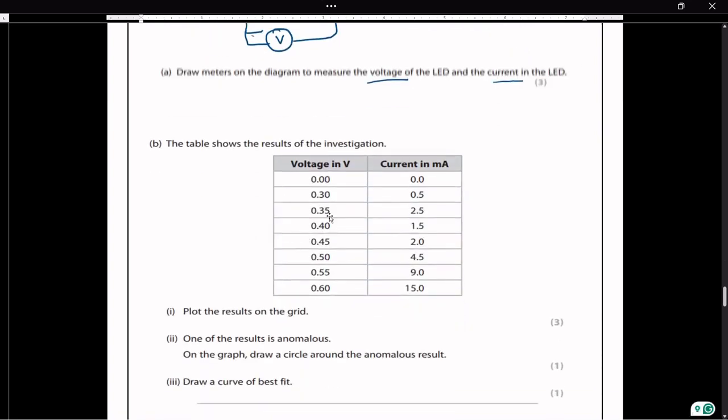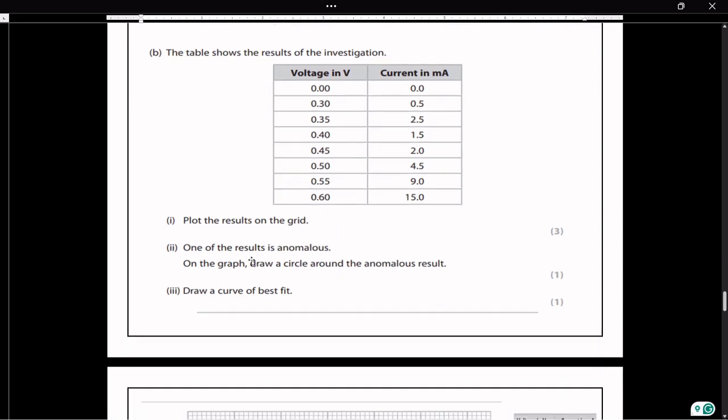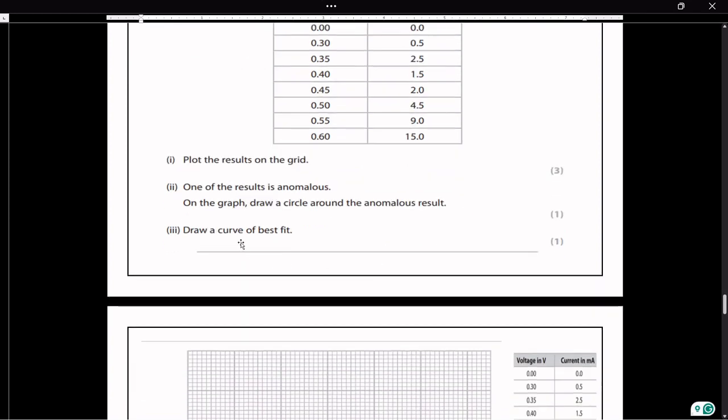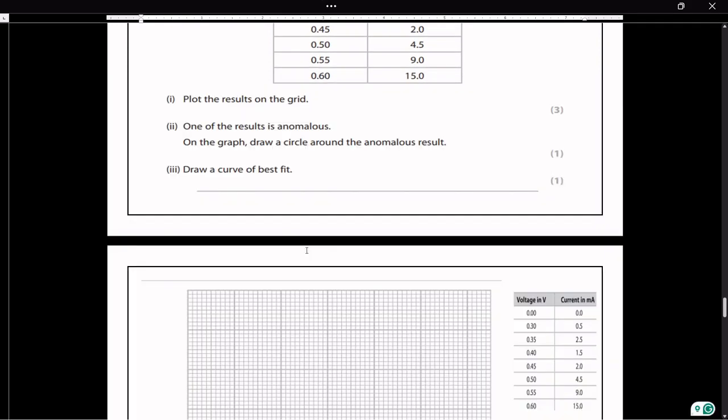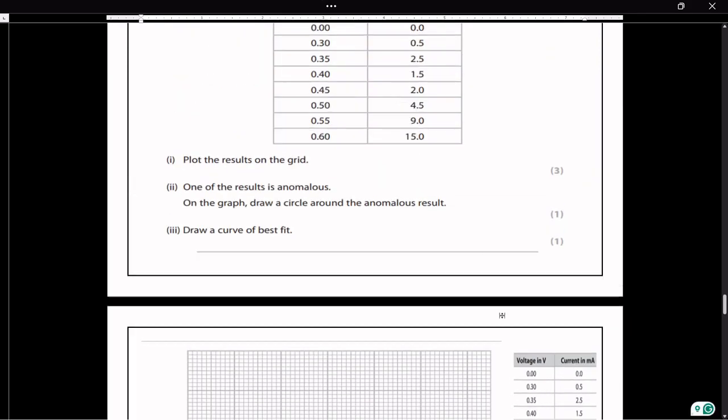Now another table is given with voltage and current. Again, plot the results on the grid. One of the results is anomalous on the graph. Draw a circle around the anomalous result and draw a line of best fit.